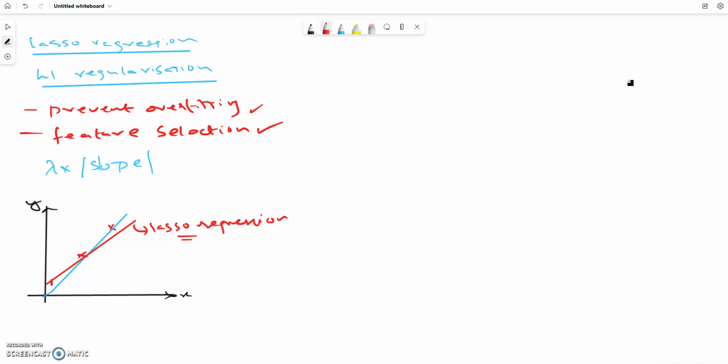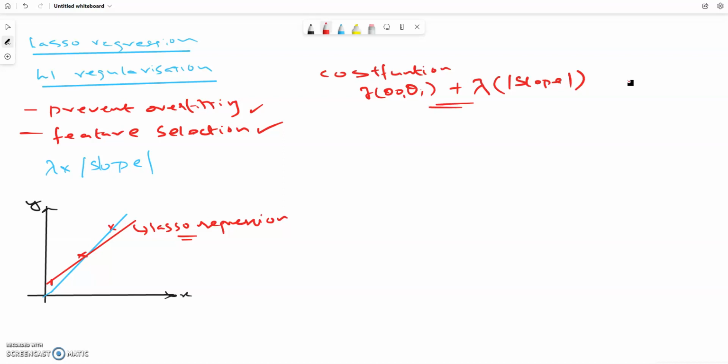Let me write the cost function here. I don't want to write the full formula: the cost function J of theta naught, theta 1, let us say, and then lambda into modulus of slope. So this is the formula we have here, right?